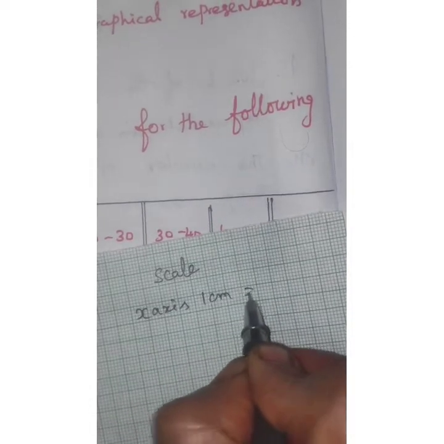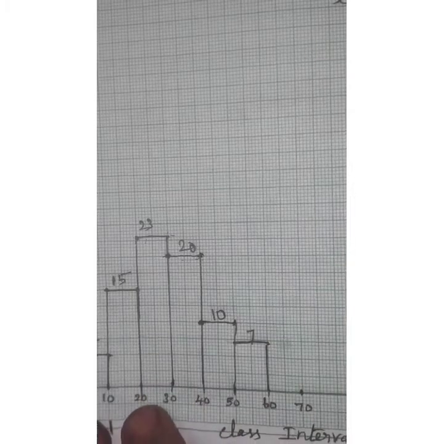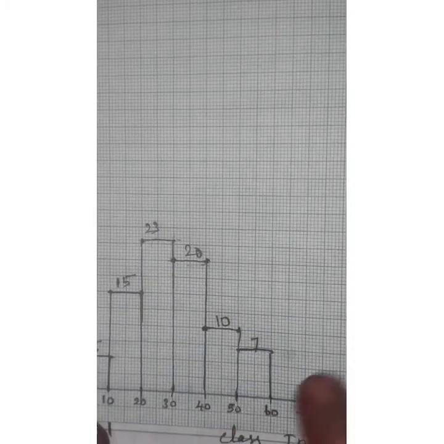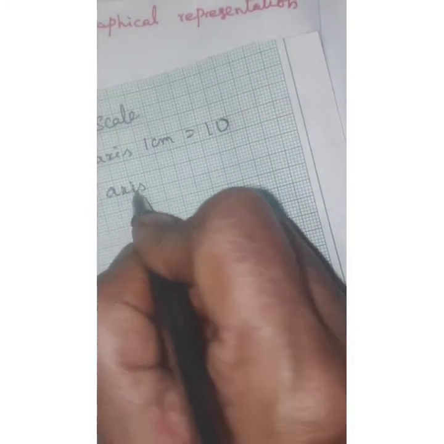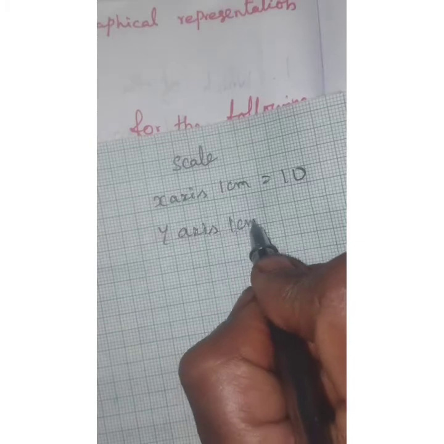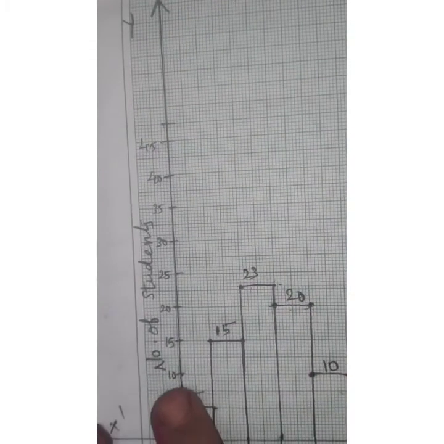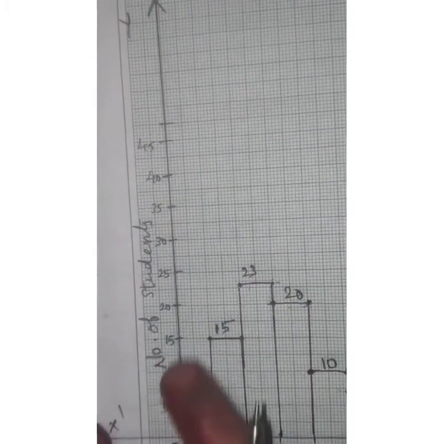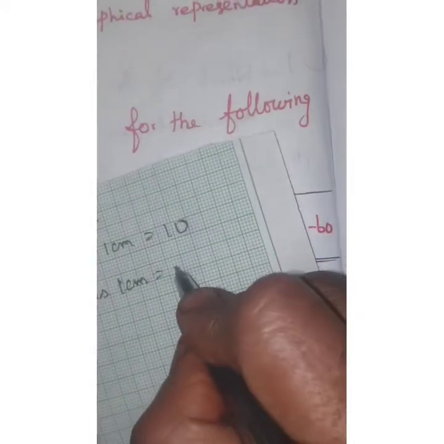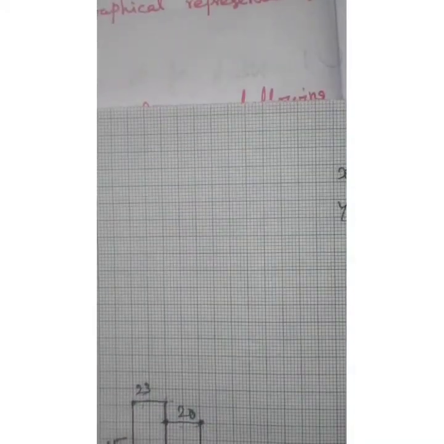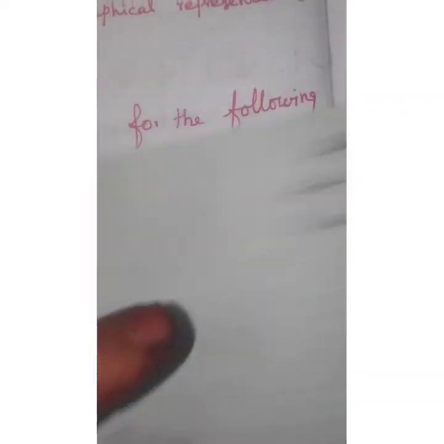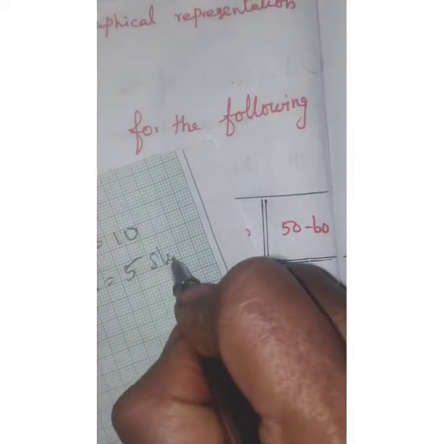On the x-axis, 1 centimeter equals 10, since they are writing 10, 20, 30, 40, 50 only. So here write 1 centimeter equals 10. On the y-axis, 1 centimeter equals 5, because the students are taking 5, 10, 15 with a difference of 5 only. You write 5. For the number of students, the frequency, you are writing 5 students.